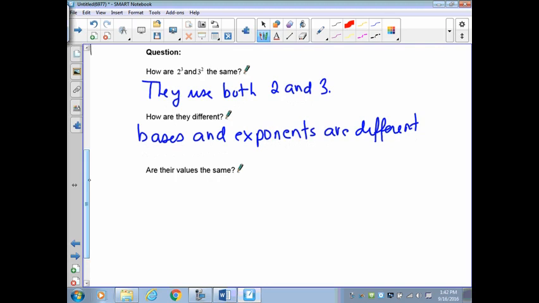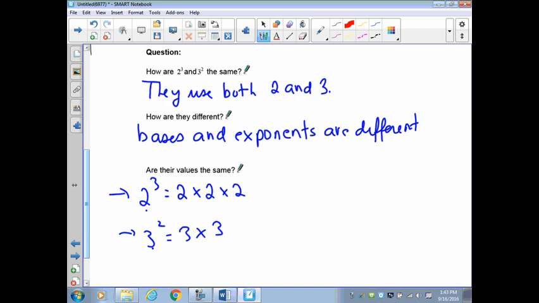2 to the 3 means 2 times 2 times 2. So the base is 2, whereas 3 to the 2 is 3 by 3. The base here is a 3. So the bases are different. The 3 on the first one means multiply the 2 by itself 3 times, and the 2 exponent on the second one means multiply the base of 3 by itself twice.